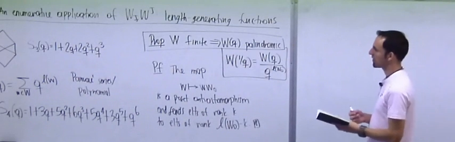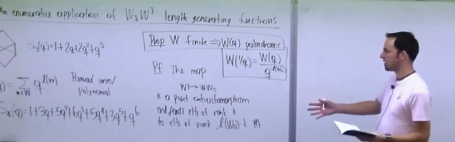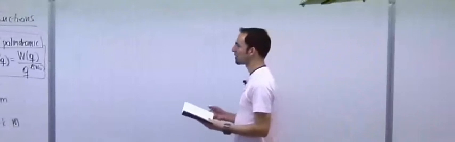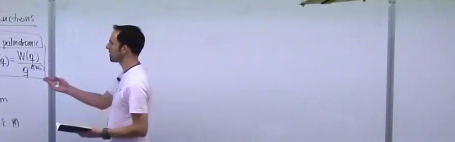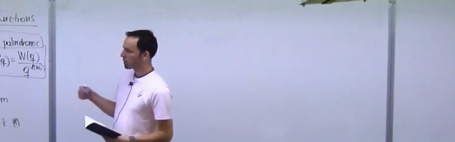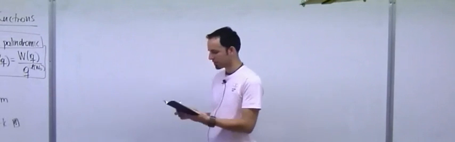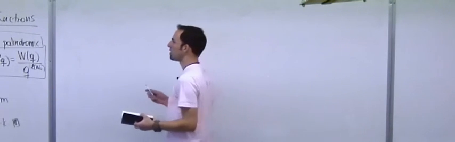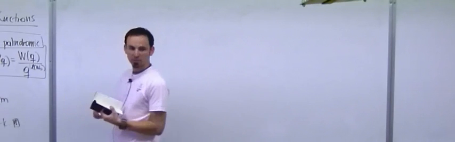But maybe we're not satisfied with this. Maybe we actually want an explicit formula for this. I think we shouldn't settle for so little. So for example, what's the Poincare polynomial for the symmetric group? That's a nice, reasonable question. And so what I would like to do is answer that question.